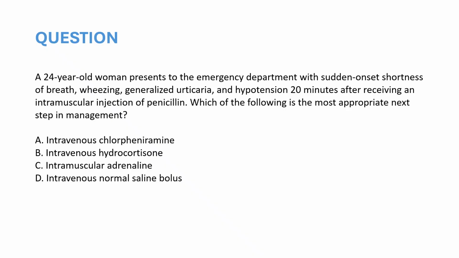A 24-year-old woman presents to the emergency department with sudden onset shortness of breath, wheezing, generalized urticaria, and hypotension 20 minutes after receiving an intramuscular injection of penicillin. Which of the following is the most appropriate next step in management? So what does it seem to be? This is coming with sudden onset shortness of breath, wheezing, urticaria, hypotension after receiving an injection of penicillin. Penicillin is a known cause of anaphylactic reaction in some patients who are prone to allergic response to it. So this is a clear-cut case of anaphylaxis.